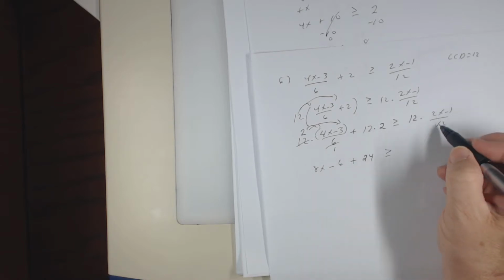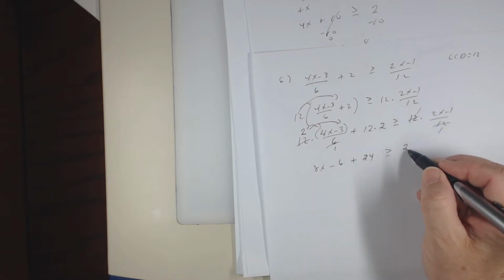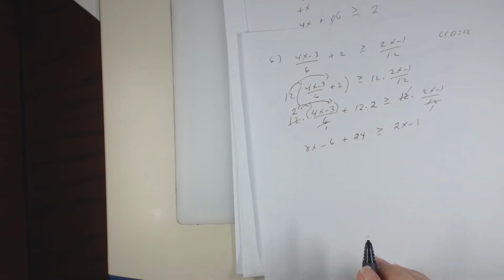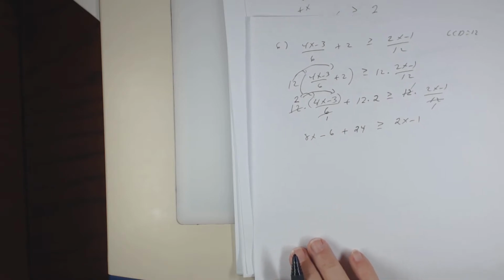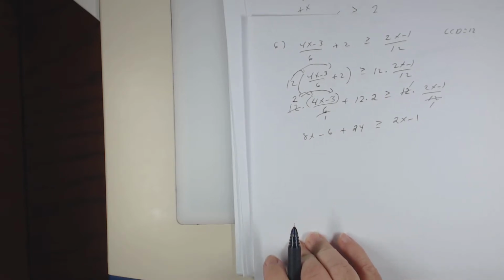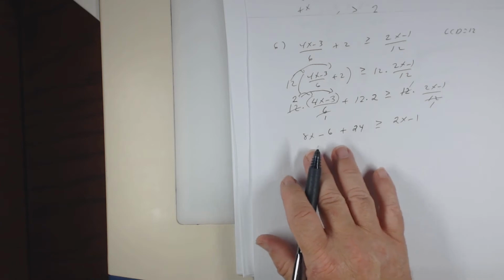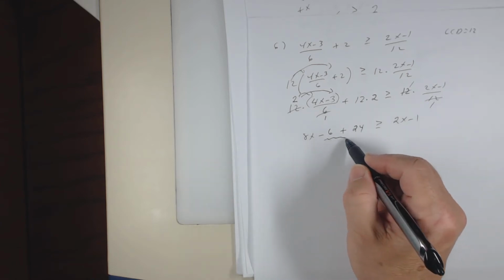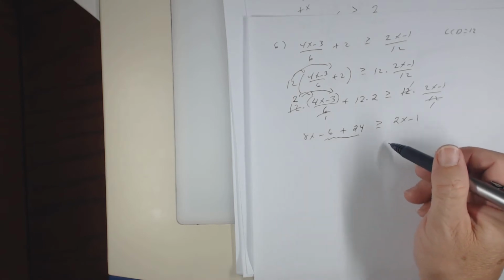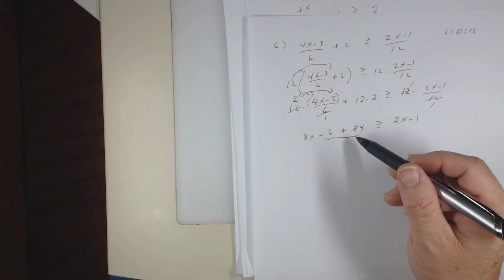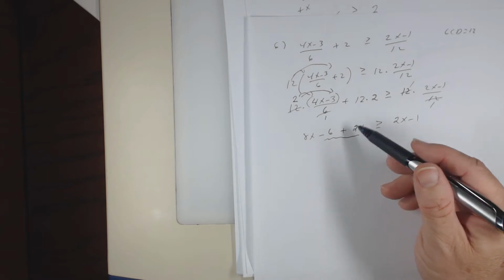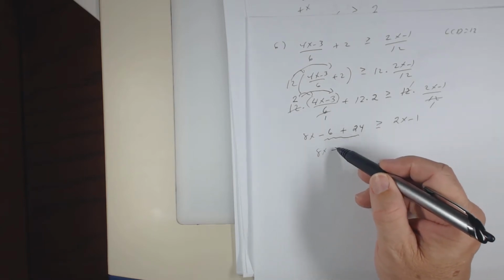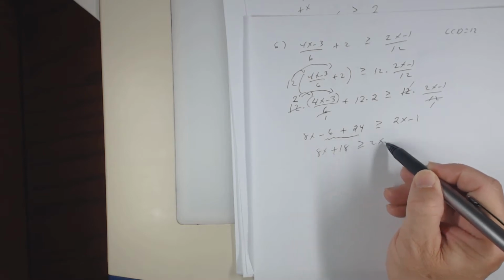Greater than or equal to. And now you can just say this is what? 2x minus 1. What's the next step? Well, even before you do that, what can I do here? Combine like terms. See, the negative 6 and positive 24, those are constants, correct? Now, you could have subtracted 2x. There's nothing wrong with that, but let's just combine like terms first on this side. So you get 8x, a negative 6 and a positive 24 is 18. Greater than or equal to 2x minus 1.